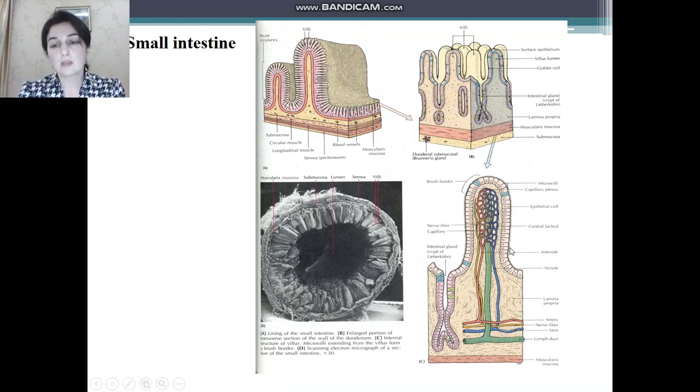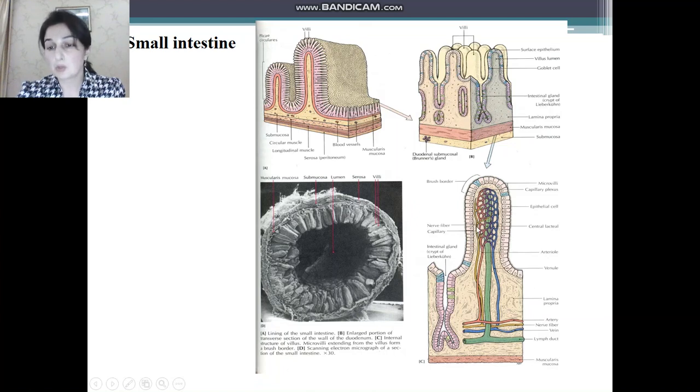In the core of this villus is the lamina propria of mucosa. As we know, mucosa includes epithelium, lamina propria, and lamina muscularis.